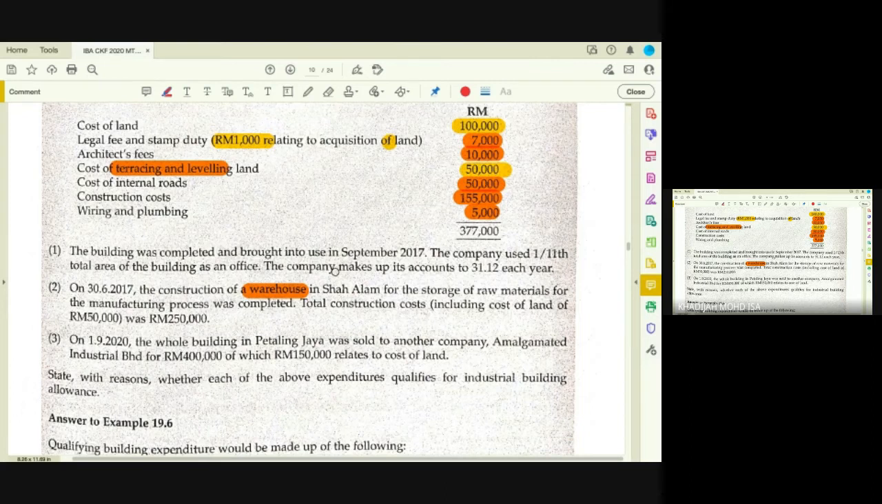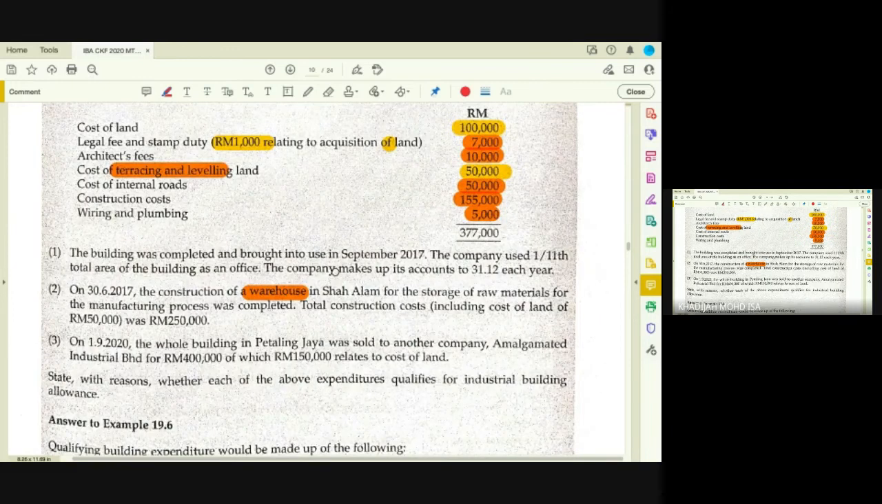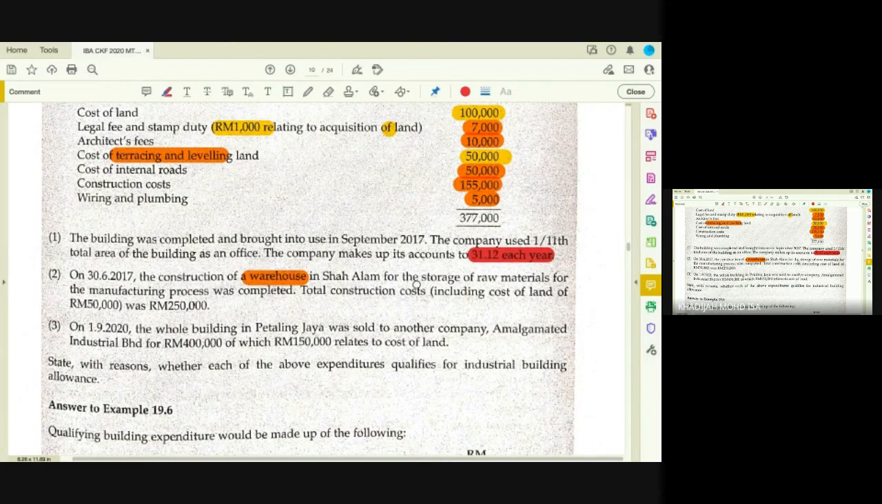So when was the year end? Okay, year end is 31st of December. The company used 1/11th of the total area of the building as an office. The company makes up its account to 31st December. So you have to see that 1/11 is less than 10%. The law we discussed just now says if the area of the non-industrial building is less than 10% of the total area, then everything is an industrial building. So in this case, you don't have to apportion between industrial building and the office itself.